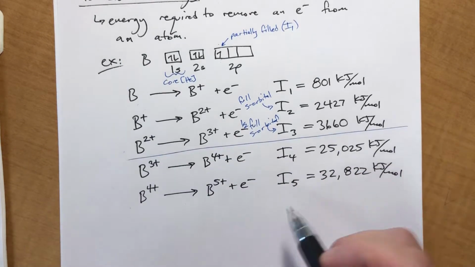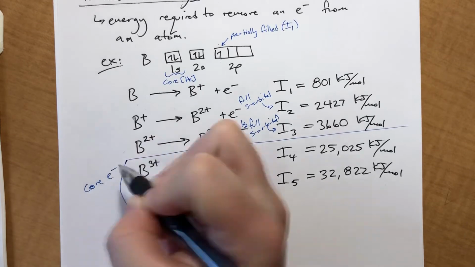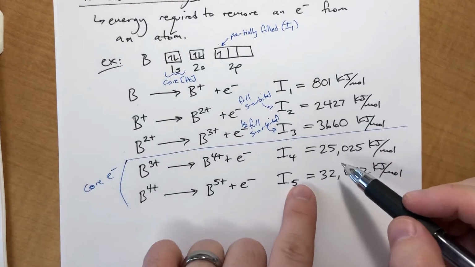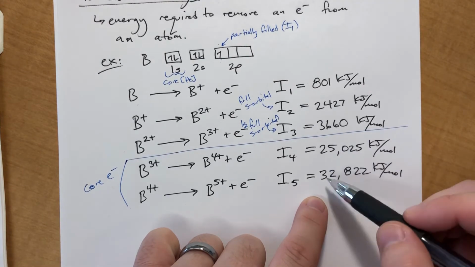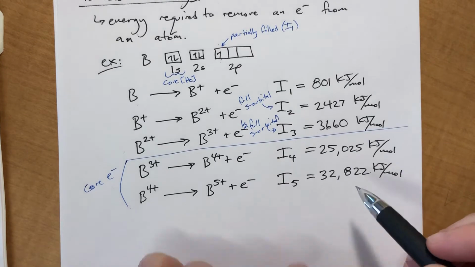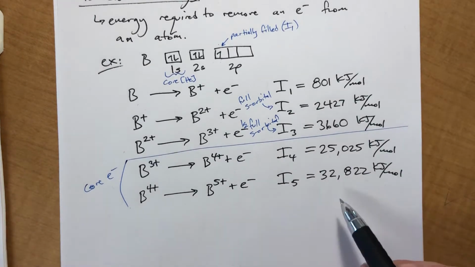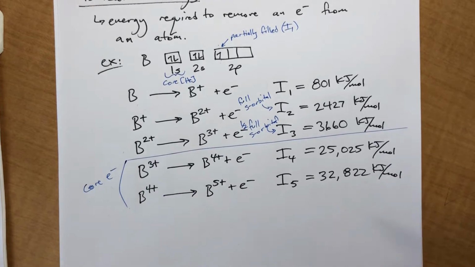This is the line in the sand. These are now core electrons, which is why it takes so much energy to rip these off. And you'll notice the jump here is significantly bigger than the jump here because you had a full s orbital here and a partially filled s orbital here, or a half filled, I guess. But it's still going to keep going up because you keep ripping electrons off of more and more positive things.